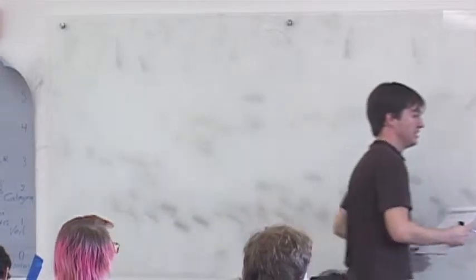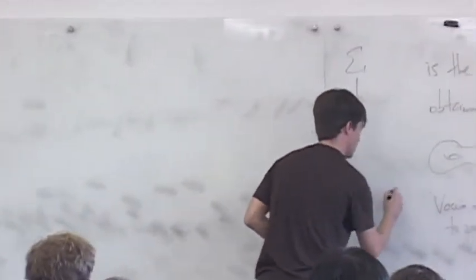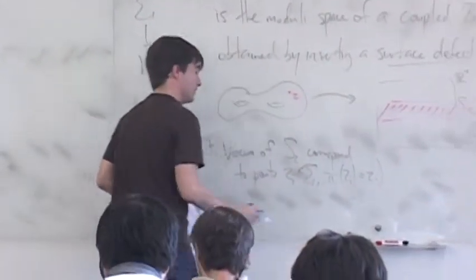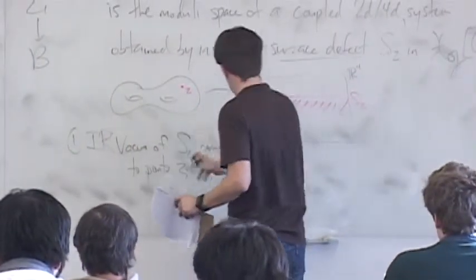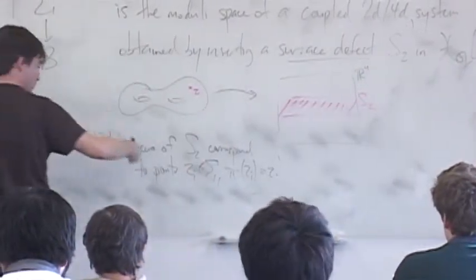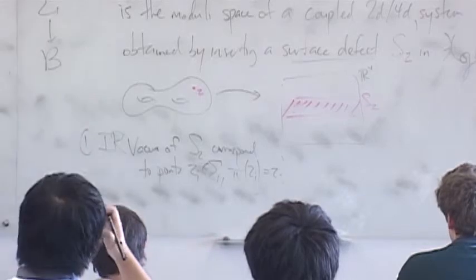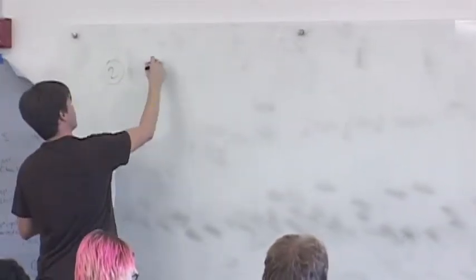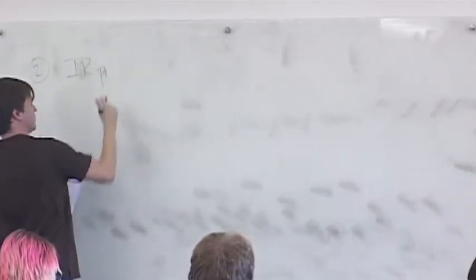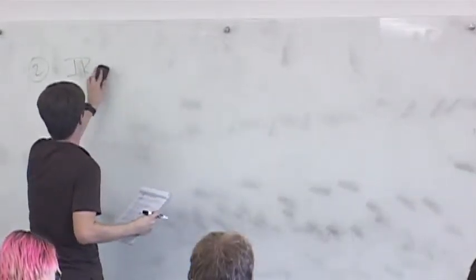Right. So statement 1 is that the infrared vacua of this defect at z just correspond to points which are the k pre-images of the point z. And so in particular, the infrared picture, or the infrared description of the defect.